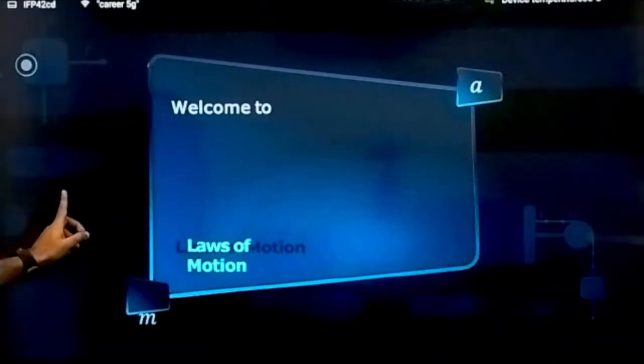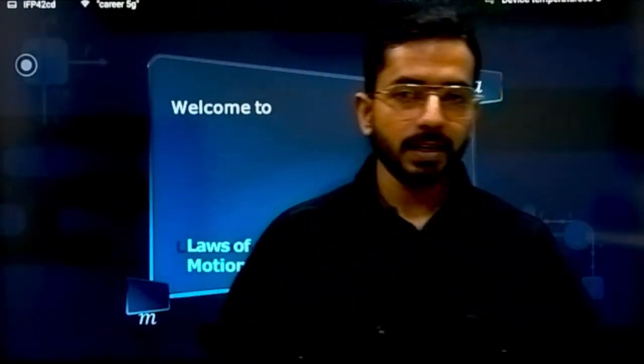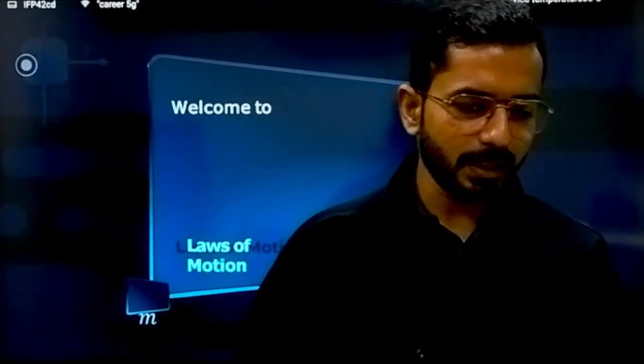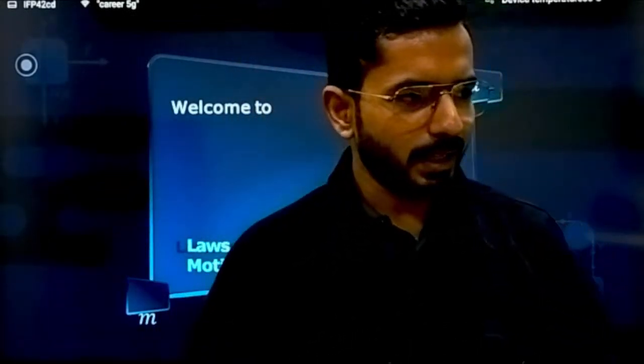Okay. Wow, what a transition. So the next chapter is the laws of motion. Finally, we have covered the relative portion also. Relative is a kind of section that used to come in all the chapters. Whenever it comes, we will tackle the questions of relative motion as well. So we will take laws of motion in the next lecture.